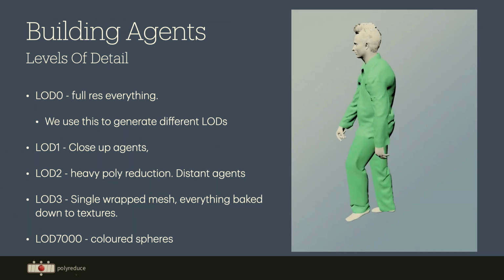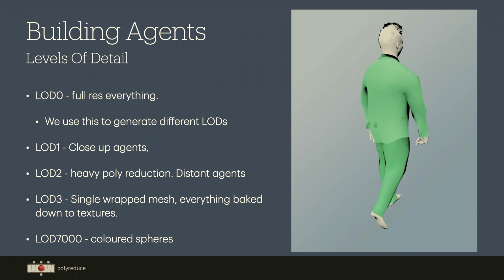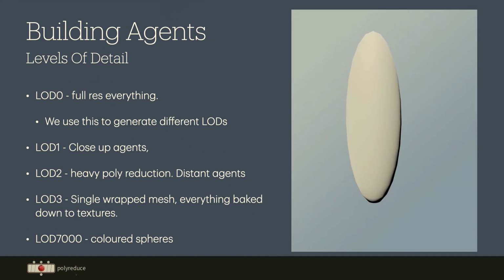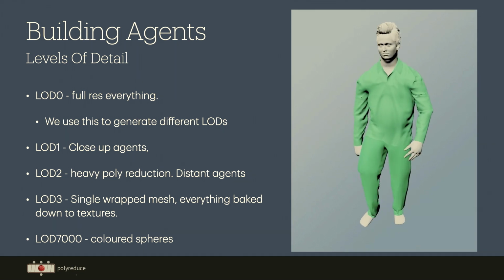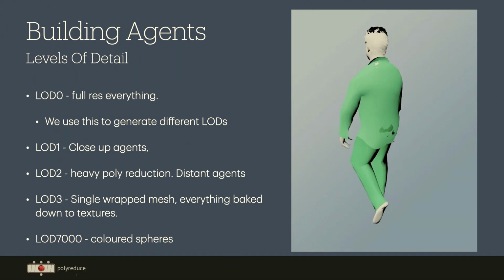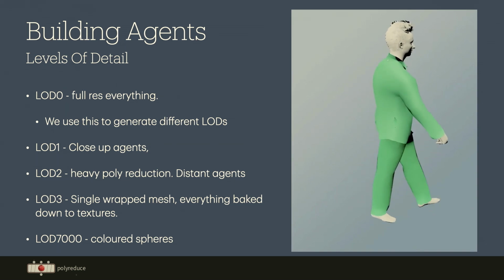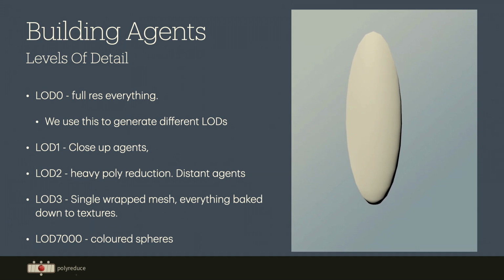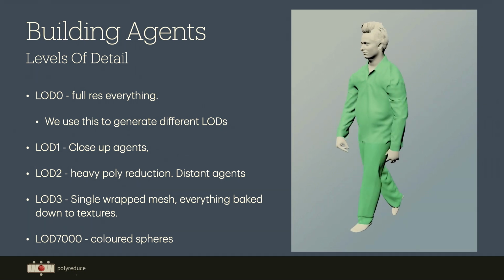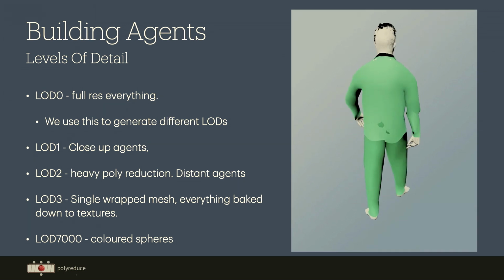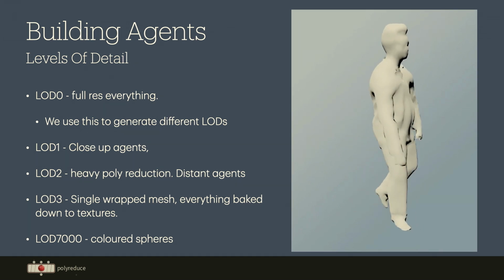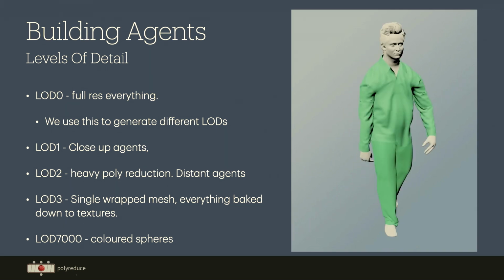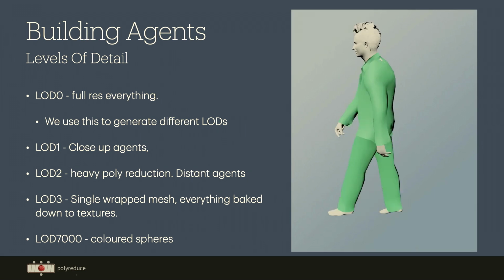This is my current setup. LOD 0 is the ground truth. Everything is full res, baked down from there. You could export this out for a close-up offline rig if you wanted to. LOD 1, some polygon reduction, would handle most mid-range shots. LOD 2, heavier reduction, still holds some detail, suitable for backgrounds or distant shots. LOD 3, a single wrapped mesh, everything baked into a texture map, really, really simplified, for when you have high agent counts and we can't get too close to them. And of course, LOD 7000, which is colored spheres, which I have actually used on a job when nothing else would work. Spheres and a sine wave.